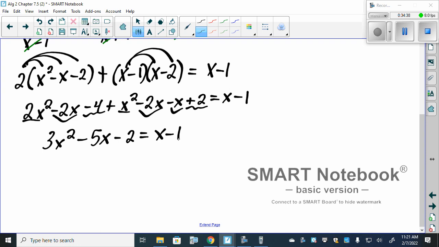Well, luckily, if we look at this here, we have all the x squareds on the same side, yes? And they're all positive, so we don't have to worry about factoring out negatives or dealing with a negative x squared.